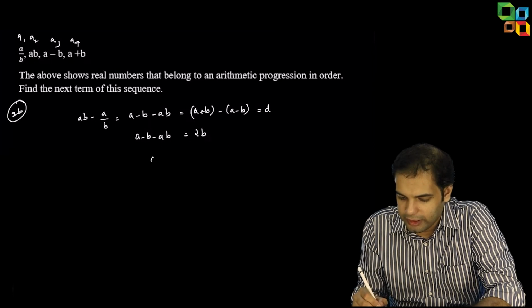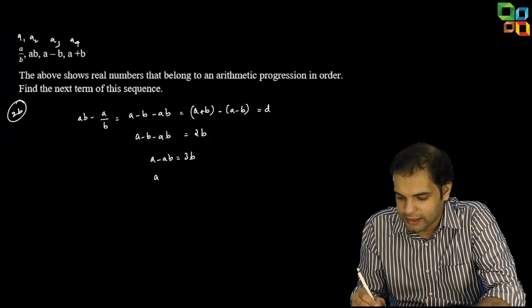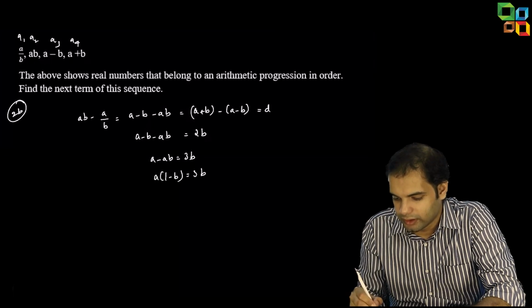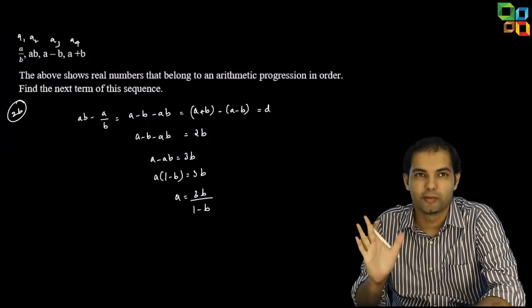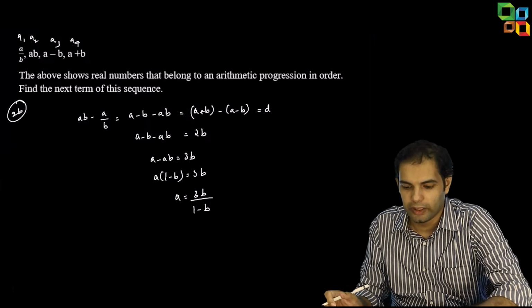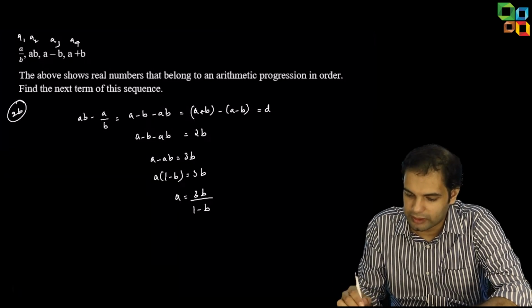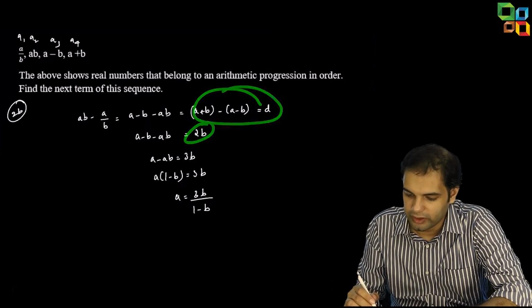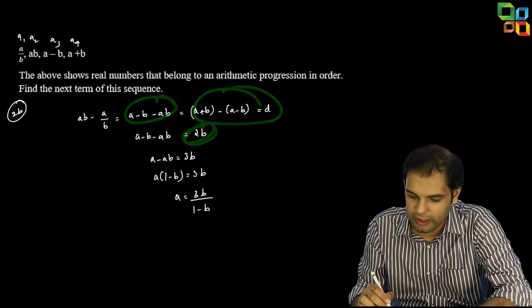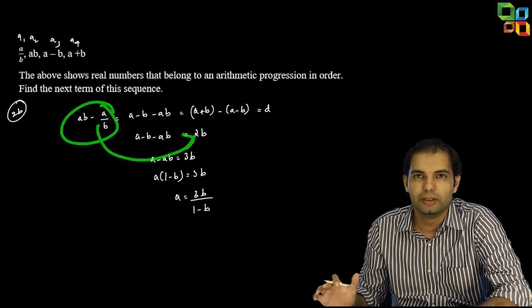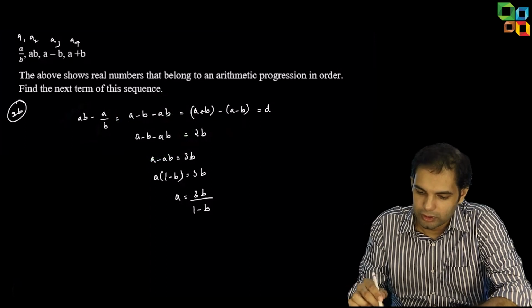So A minus AB is equal to 3B, getting the B to the other side. A is common. So 3B. So I got A in terms of B. That is the goal. Right? I wrote A in terms of B. Now I have one more equation. See, I've used this to get 2B. Then I equated this to this. Now the only thing remaining is this to this, right? That should solve it.